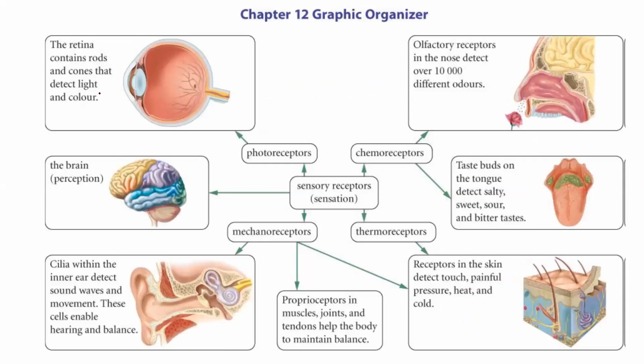Okay, so we've looked at rods and cones, we looked at the brain, we looked at mechanoreceptors in the ear, and proprioceptors. There was a trippy little video I asked you to watch on that. Muscles, joints, and tendons help the body maintain balance. Thermoreceptors are in the skin, and chemoreceptors are for taste and smell.